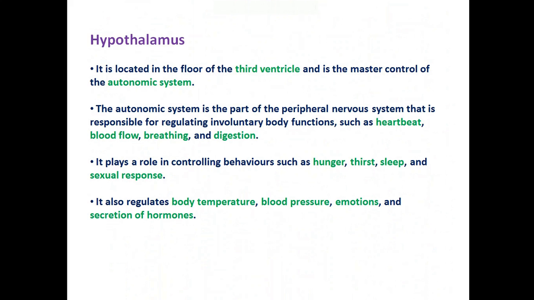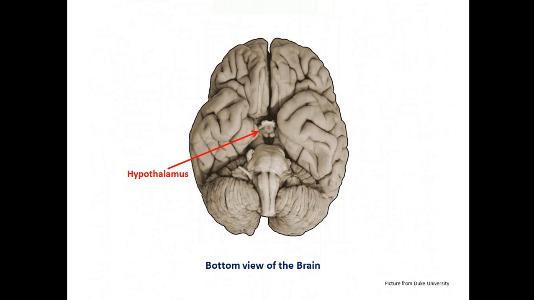It plays a role in controlling behaviors such as hunger, thirst, sleep, and sexual response. It also regulates body temperature, blood pressure, emotions, and secretion of hormones. Wow, so hypothalamus got a lot of tasks to fulfill. Here's the picture of the hypothalamus.